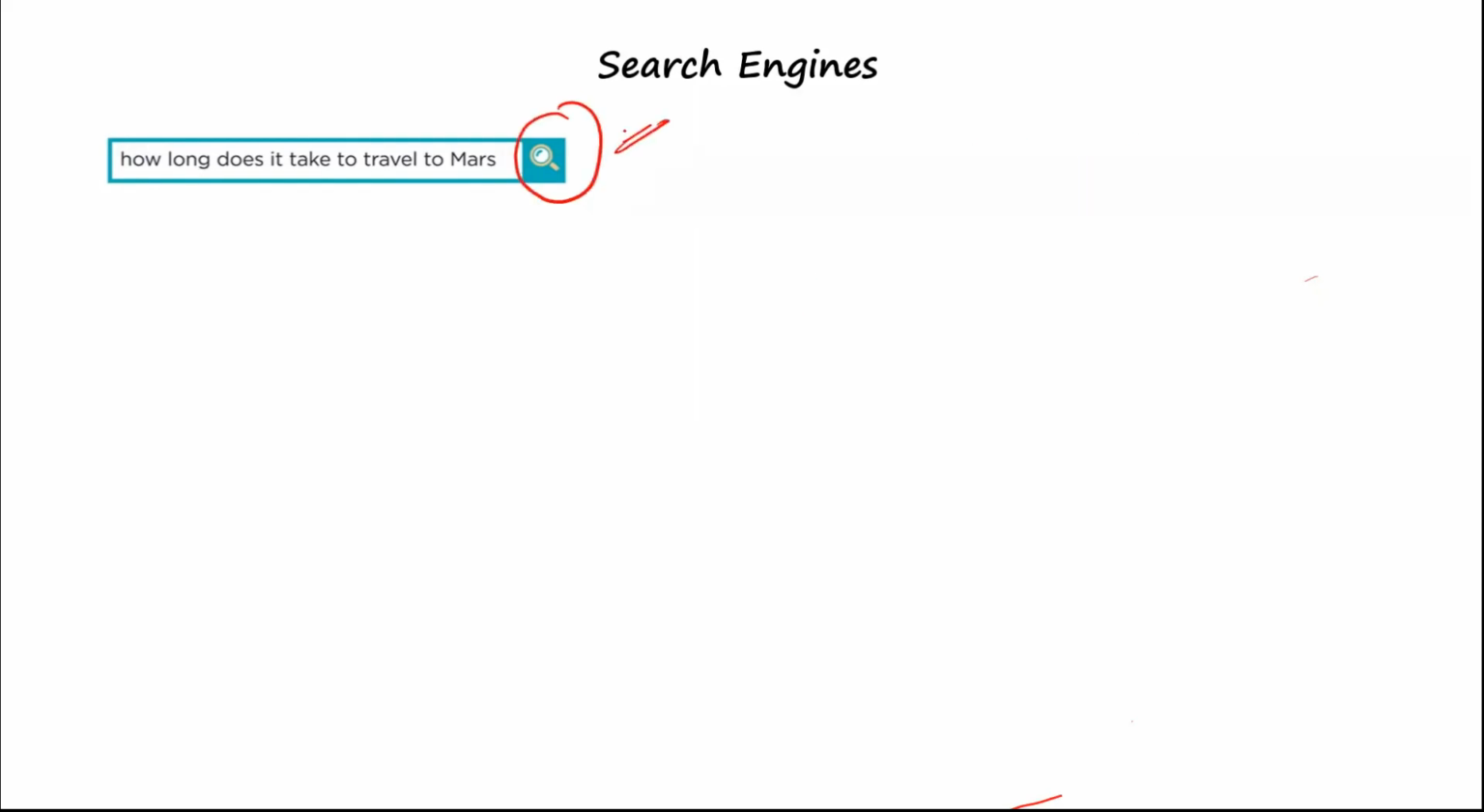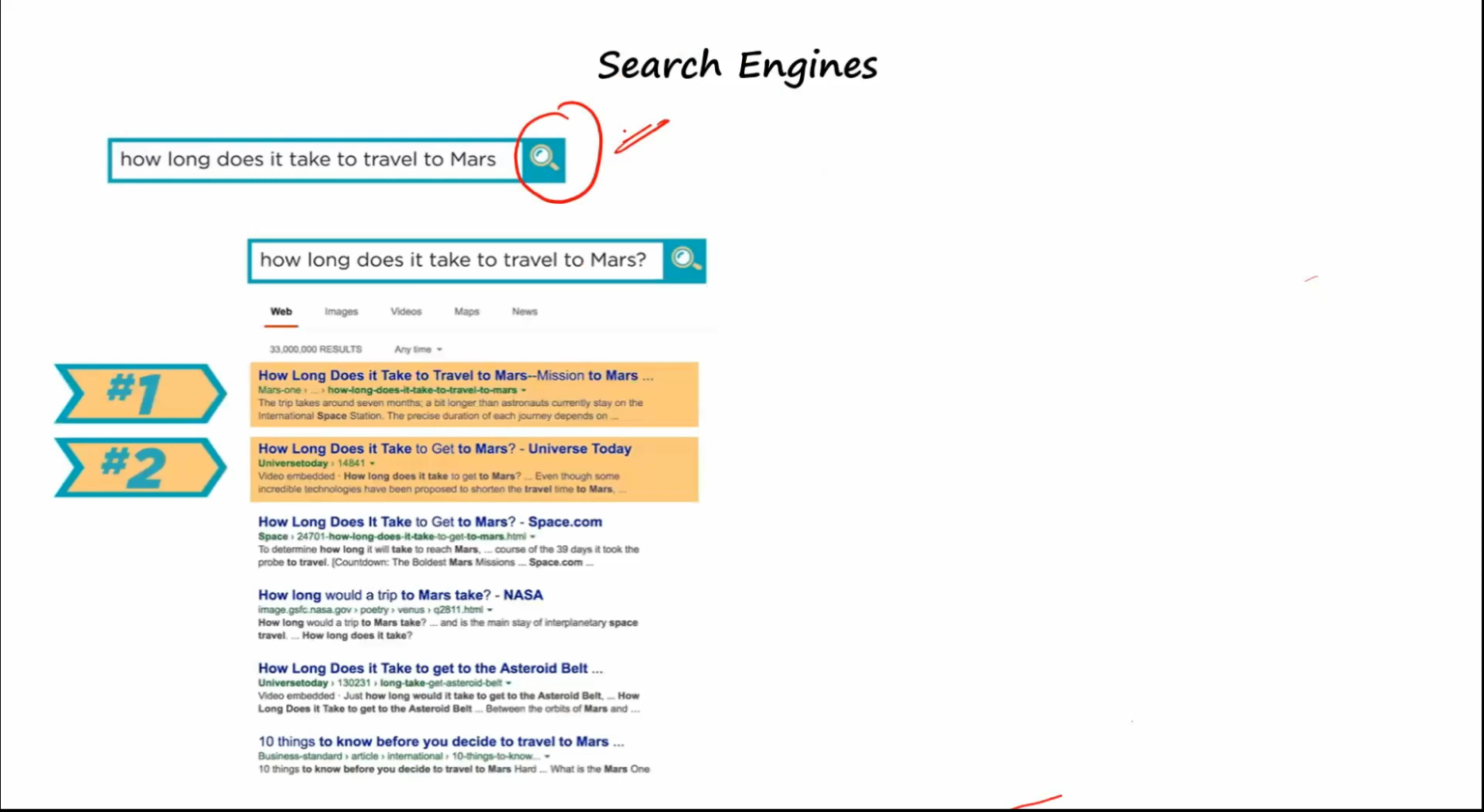So let's start with a very basic question. Suppose I go on Google or some other browser and I search something. For instance, I write, how long does it take to travel to Mars? Now, when I click the search button, I would get some results. So supposedly I get these results.